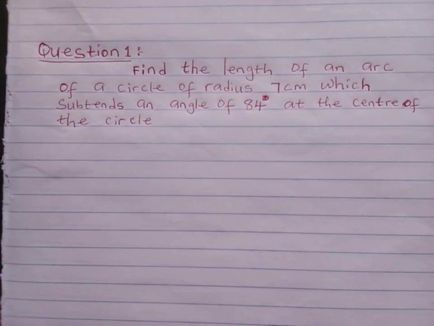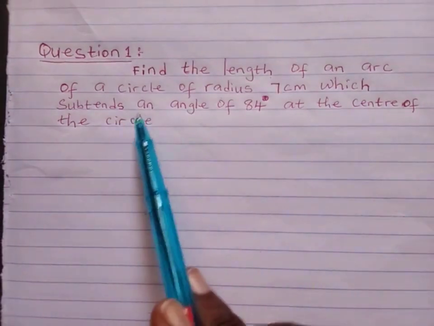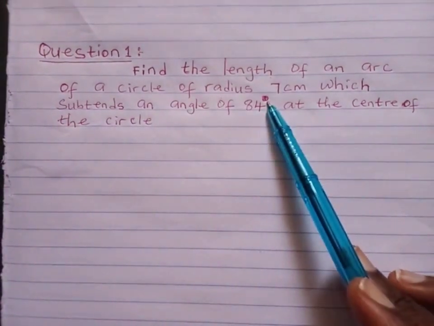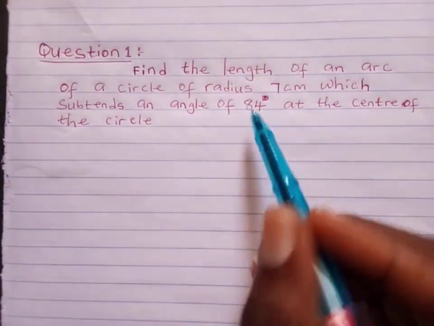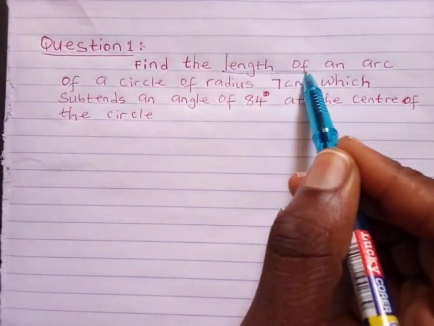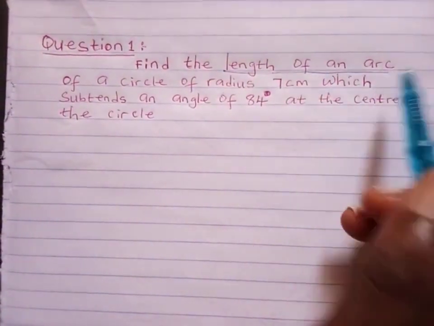This is a problem before us. This is a question. And this question says that we should find the length of an arc of a circle of radius 7 cm, which subtends an angle of 84 degrees at the center of the circle. Now, remember what we're looking for is the length of the arc of the circle.